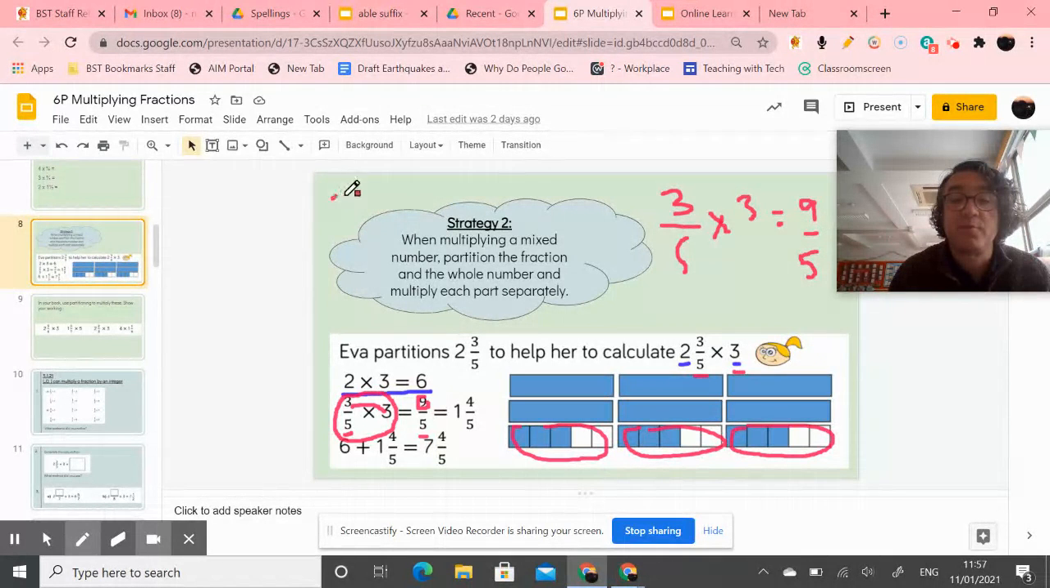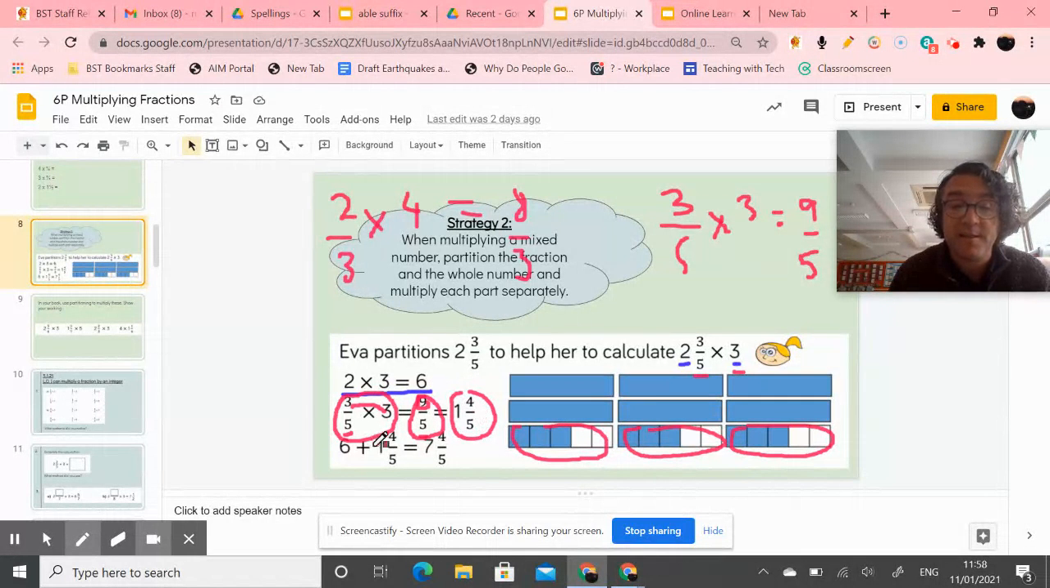And if I did, say, for example, 2/3 times 4, well, all I'd do there is I'd just do 2 times 4, which is 8, so 8/3. And if I draw that out, I should be able to see that. Okay, so anyway, I've got 9/5. I've got 3/5 times 3, and here we have it. And I've got 9/5, which as a mixed number would be 1 4/5.